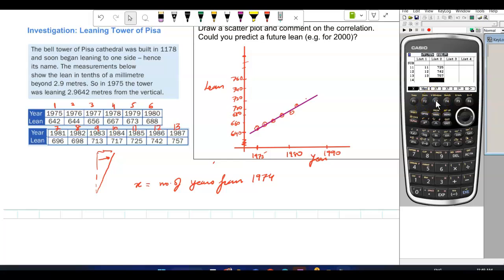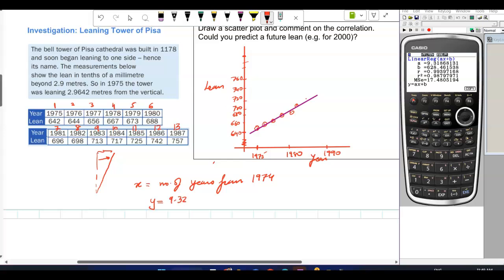Press regression. Press ax plus b. And that's your regression line. So you substitute. y is equal to 9.32x, correct to 3 significant figures, plus 6 to 8. When you're writing your answer, you write it like this, but if you're using this for further calculation, then take more.